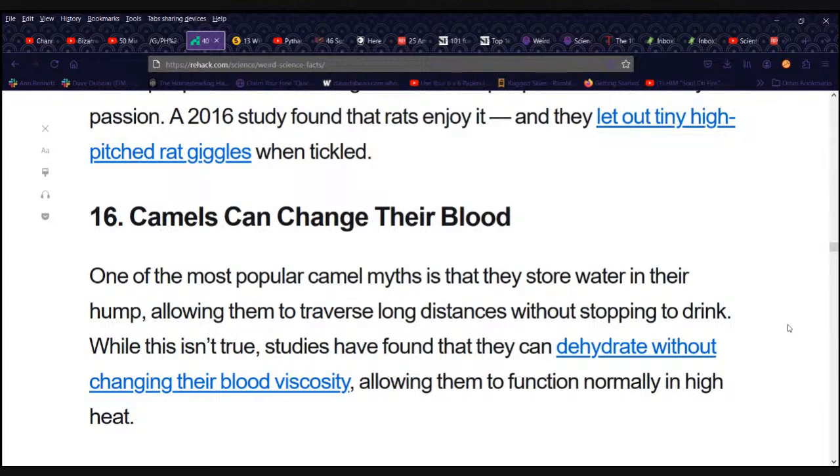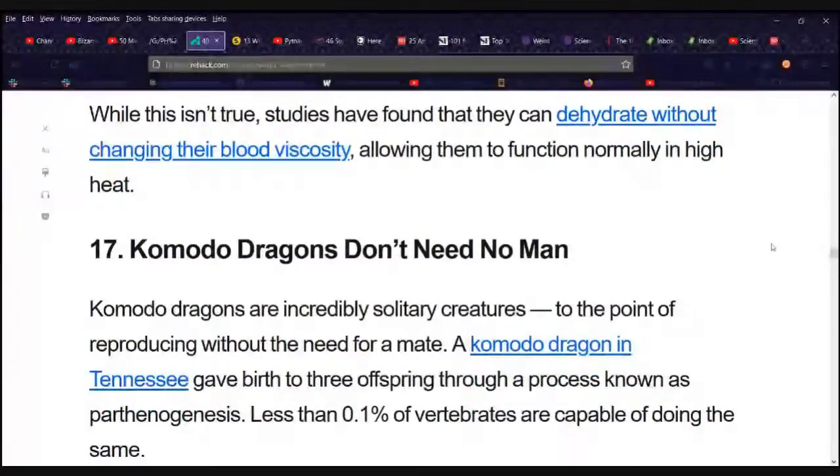This is a wild one. They dehydrate without changing their blood viscosity, allowing them to function normally. There's a lot of different things about camels. We should do an episode on camels someday. Okay. They're kind of fascinating creatures to me.